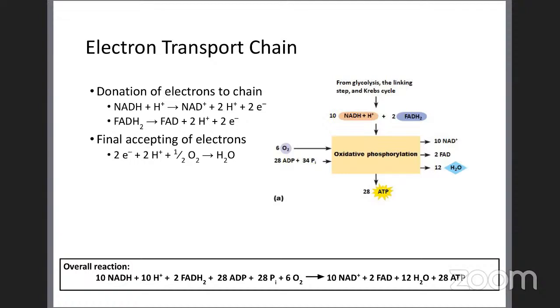So we want to think about, for the purposes of energy creation, we want to now realize why we cared about those reduced electron carriers. It's because we need them for this process, and this is the process where we're making so much energy compared to glycolysis and compared to the Krebs cycle.